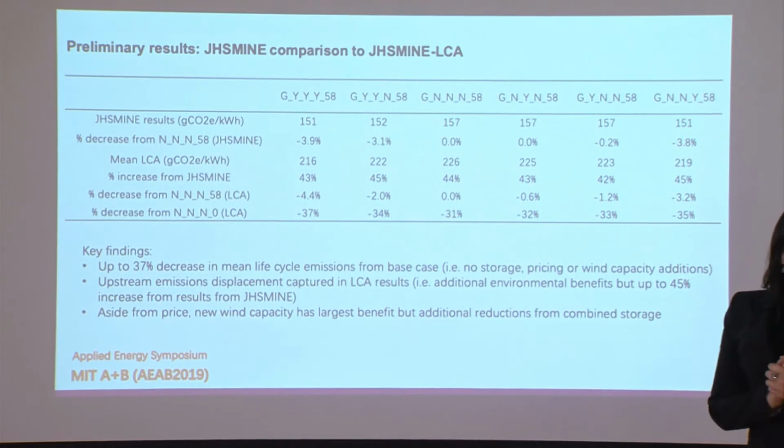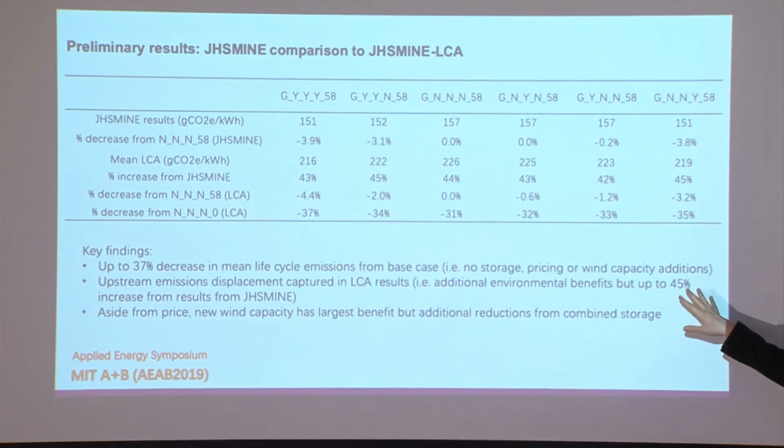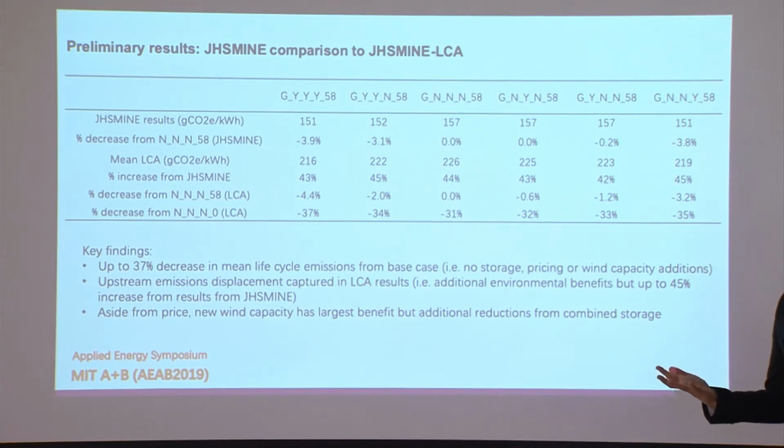So this is just a comparison of the emissions results from the optimization model in comparison to when you couple it with life cycle assessment. So what we found was that there is a 37% decrease in life cycle emissions from the base case. So that means that these relatively small storage and renewable capacity additions can make a large difference depending on where they're placed within the system, okay?